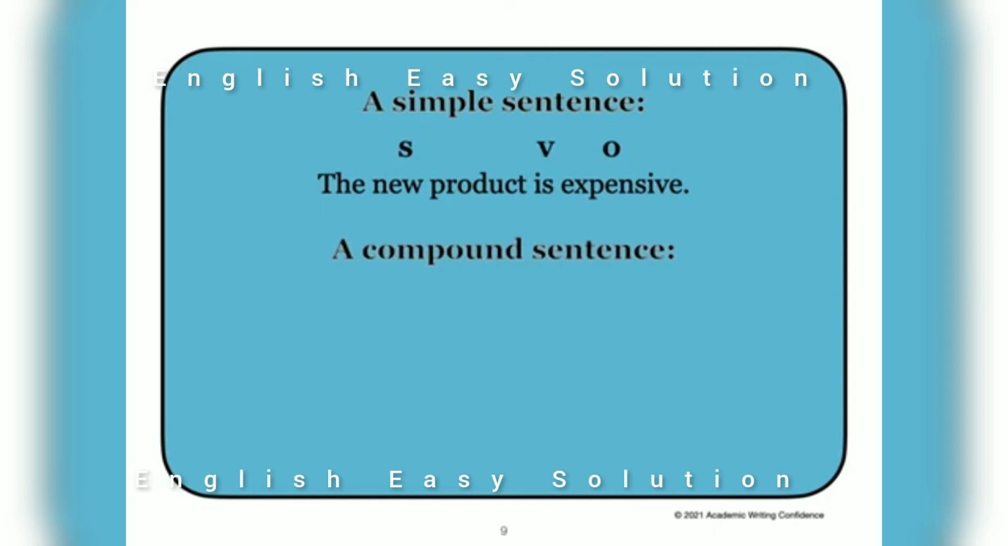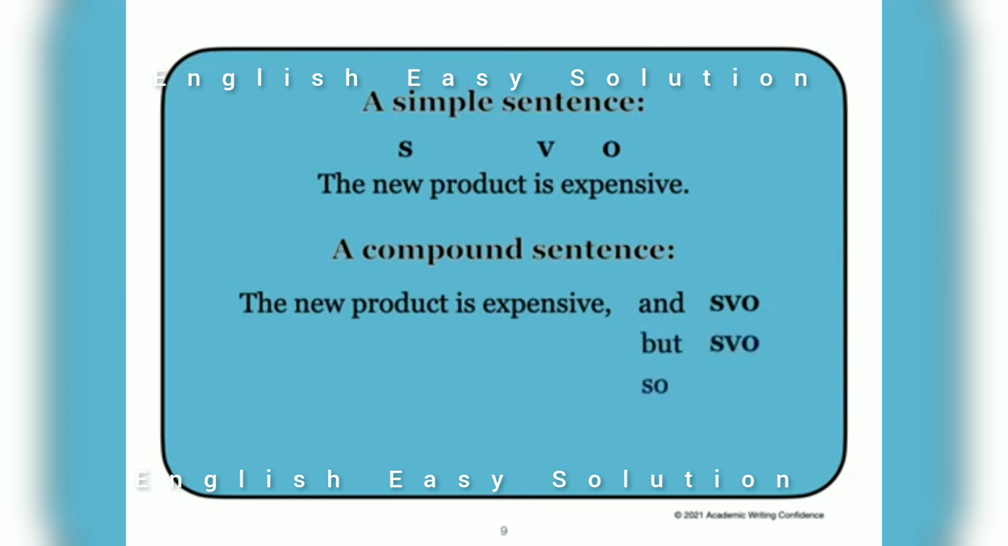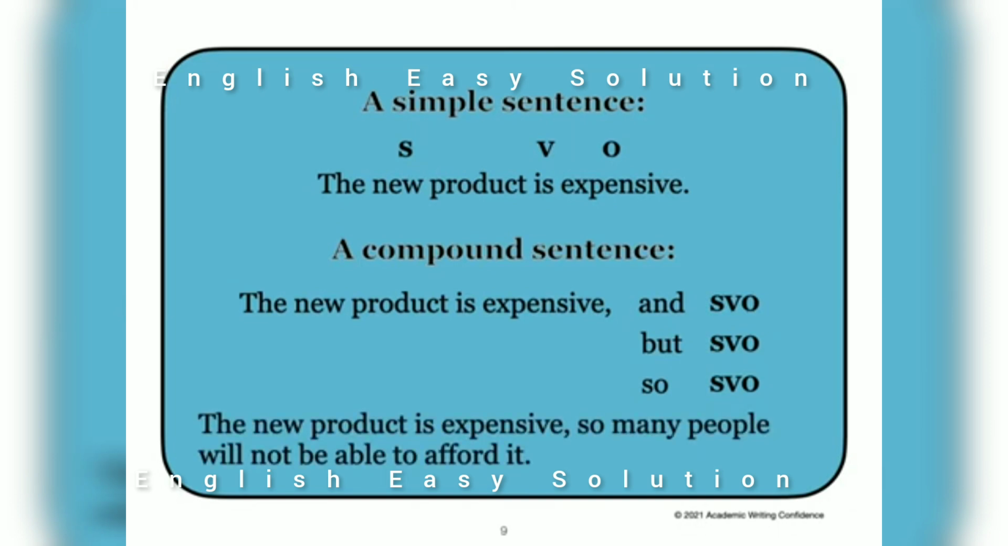The next type of sentence is called a compound sentence. In this type of sentence, we'll take a simple sentence like we had before and then add another SVO or simple sentence after the comma. Now, to write a compound sentence, we will also need to use the words and, but, and so. So the new compound sentence could be something like this. The new product is expensive, so many people will not be able to afford it.